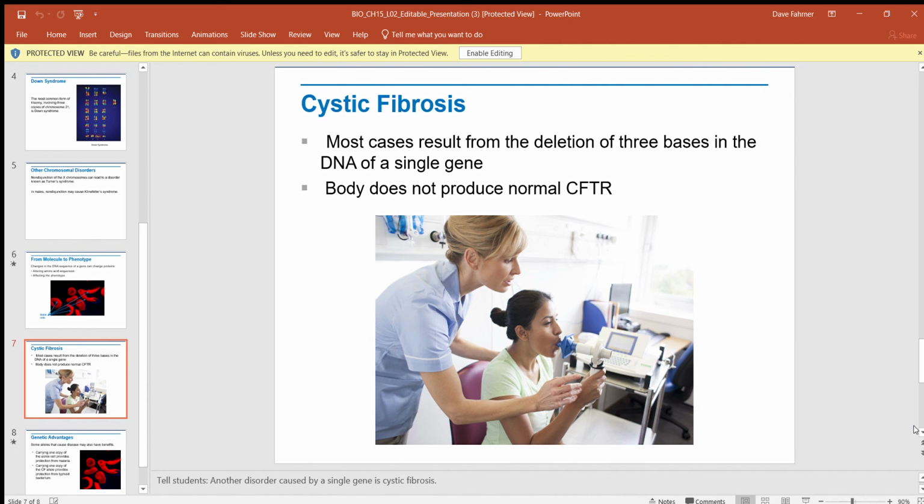And that person then will produce very thick mucus, which will clog up a person's lungs and a person's digestive system. Anywhere that mucus is being produced on a regular basis, it is going to be very thick. So that causes cystic fibrosis, and it's caused because of 3 bases being deleted out of a gene.